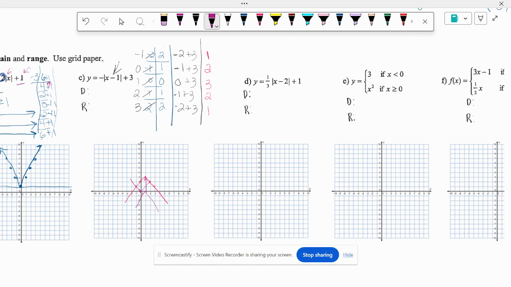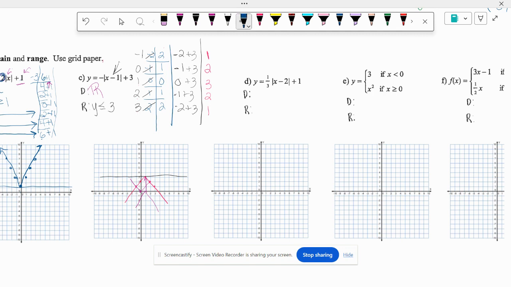So domain again, all real numbers. When I look at my range, the highest my graph goes is 3. So all of my y values are now less than or equal to 3.